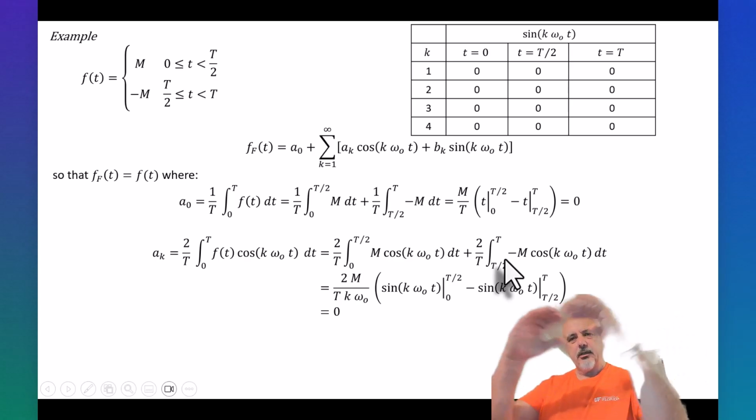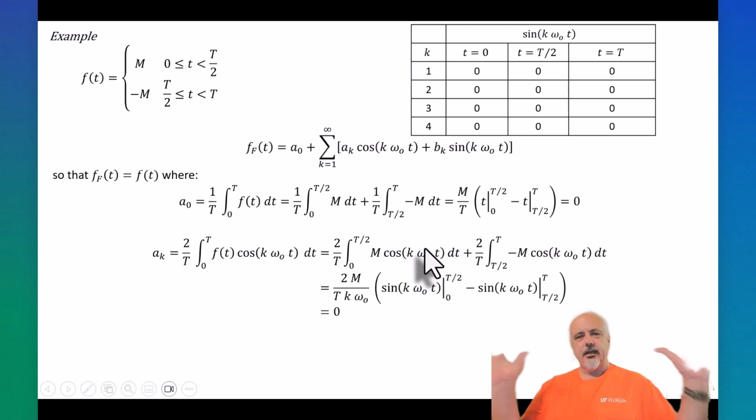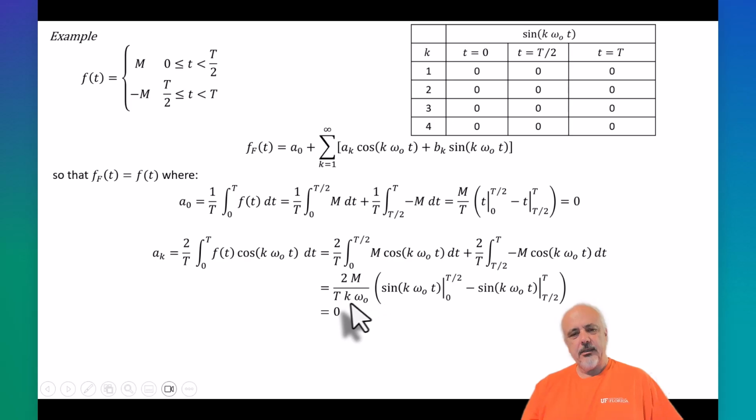So I created a table just to make sure I didn't goof this up, and I did it for discrete values of k, starting at 1 and going all the way to 4 in this example, and I could see that it didn't matter. Sometimes you get patterns, and here it doesn't matter. We're going to get 0 for the sine pieces at every t equals 0, every half step T over 2, and you end up getting 0 at the end. So the a sub k's are all going to be 0 from 1 to infinity, so you don't see anything there.